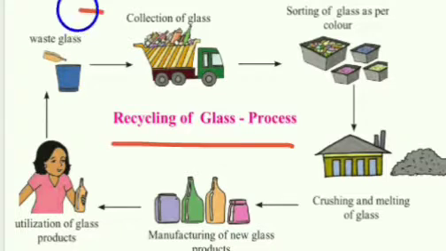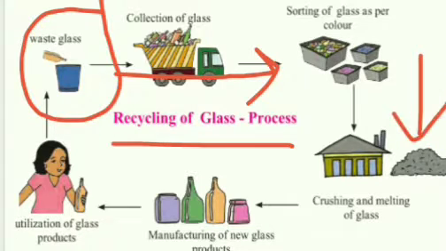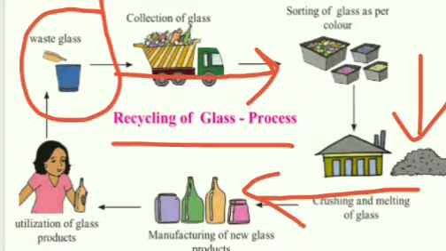So here is the waste glass which is collected. After collecting the waste glass, it is sent to the sorting unit. In sorting units, the waste glass is sorted as per the colors, and then the waste glass is crushed or melted, and after melting of the glass, new glass products are made which are then sent to the market. So this is how glass is recycled.